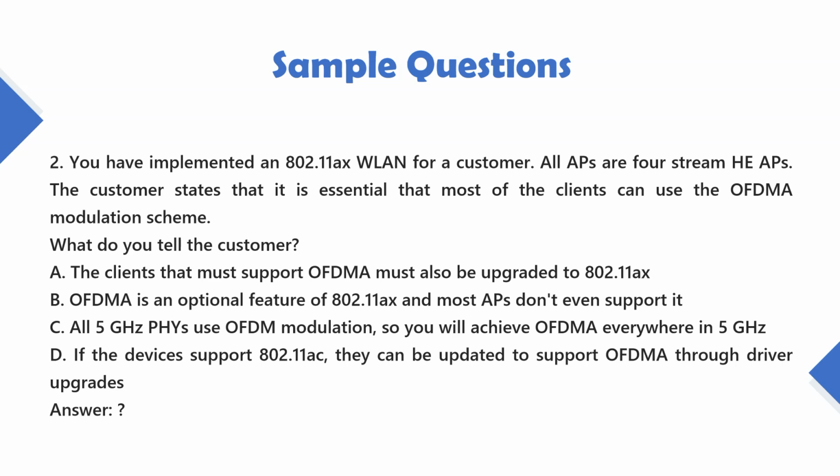A. The clients that must support OFDMA must also be upgraded to 802.11ax. B. OFDMA is an optional feature of 802.11ax and most APs don't even support it. C. All 5 GHz APs use OFDM modulation, so you will achieve OFDMA everywhere in 5 GHz. D. If the devices support 802.11ac, they can be updated to support OFDMA through driver upgrades.